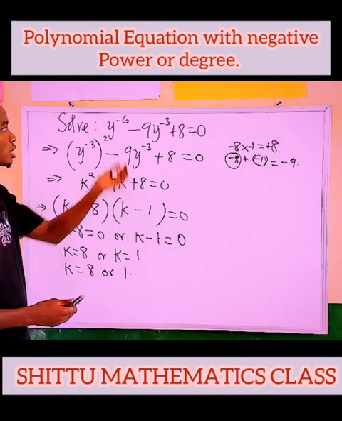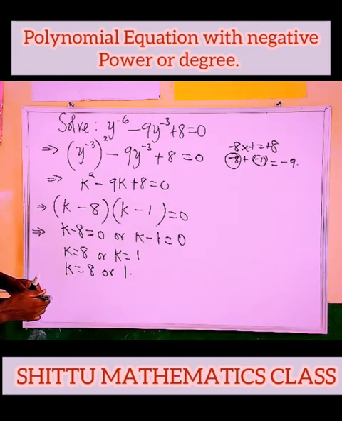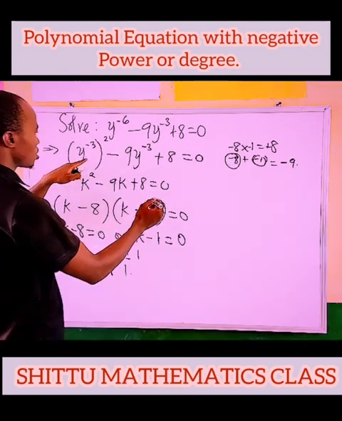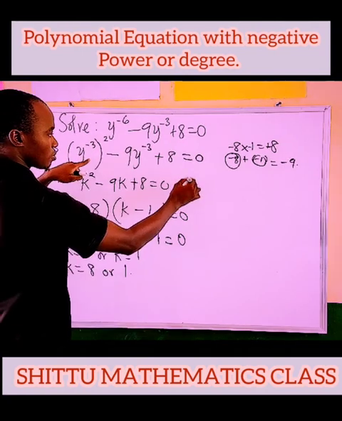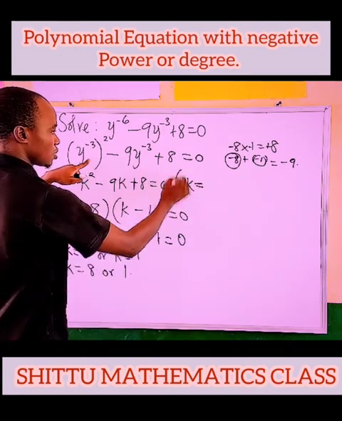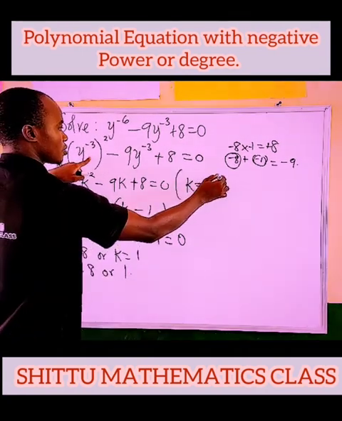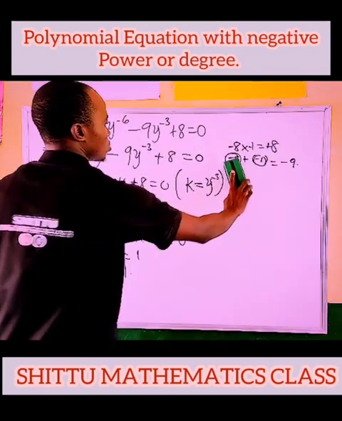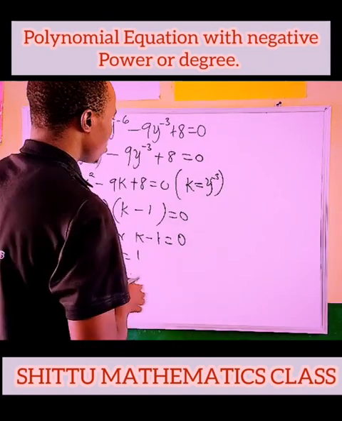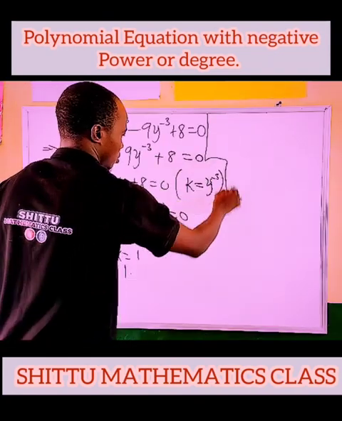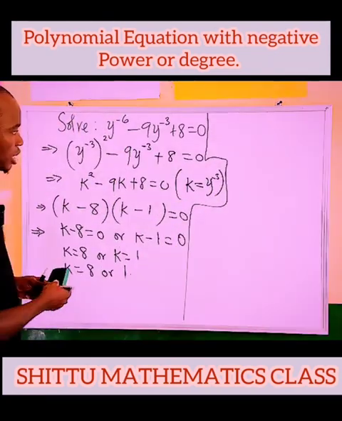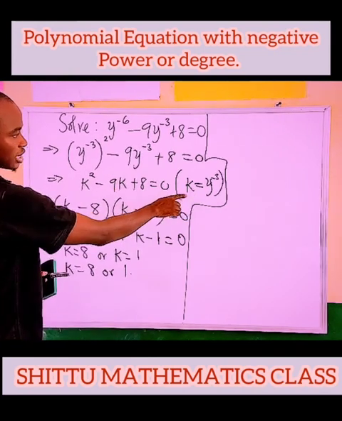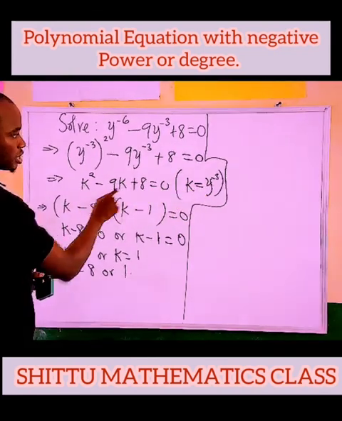We are not looking for k, we are looking for y. So we need to go back to this place. Sorry, we let k be y to the power minus 3 here. Are you getting it now? So that is what we are going to do. We are going back to this because we mentioned that k is y to the power minus 3. That's why we replace it here.